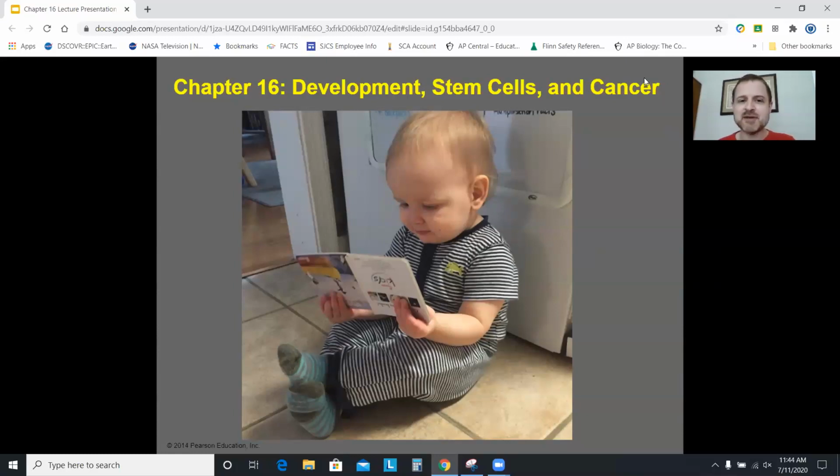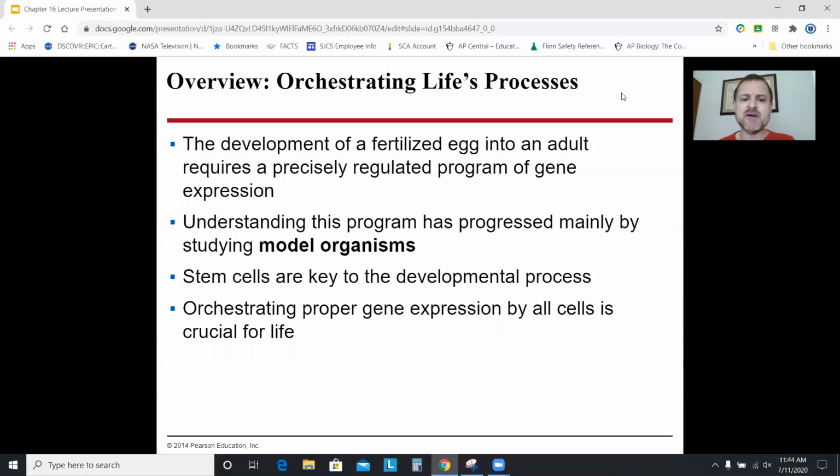So this chapter is a bit of a hodgepodge chapter. It picks 3 topics: development, stem cells, and cancer, which are related for sure, but are kind of distinct in their own right. So the development part: we've said many times in this class that you were once a zygote. You began life as a zygote, and you've grown into an organism of millions or trillions of cells that are differentiated. Have skin cells and brain cells and muscle cells and blood cells. How that process works is what development is talking about.